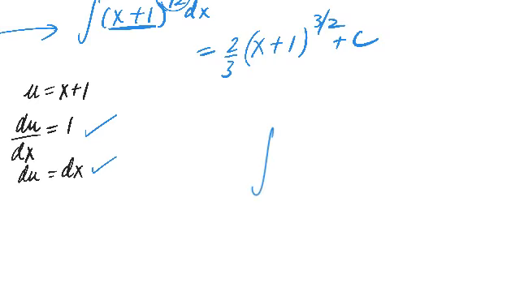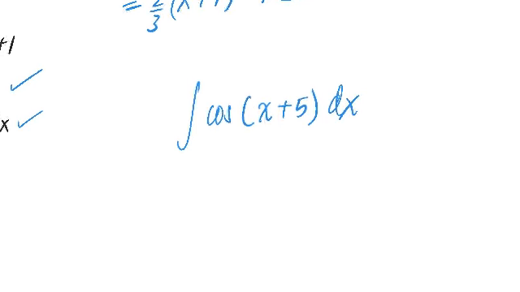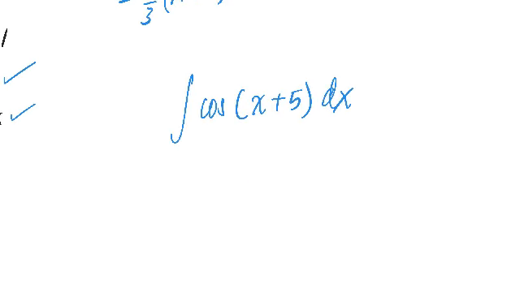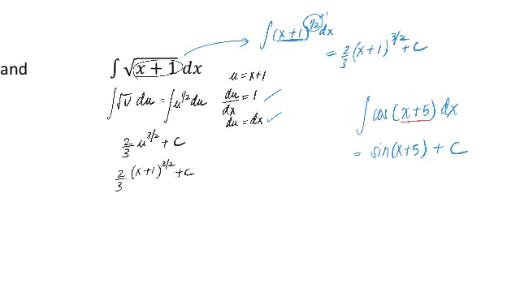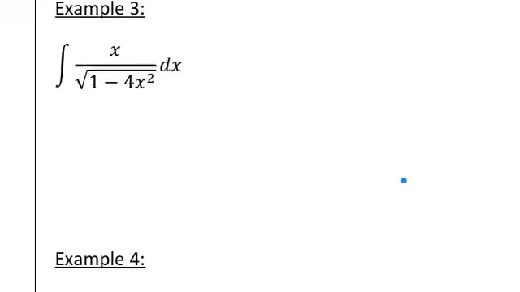You know, another example might be if it were cosine of x plus 5 dx. Then this one, again, I'm noticing an inside function with a slope of 1. So the antiderivative will just be sine of x plus 5 plus c. You can do the u substitution, but you'll save yourself some time if you recognize this trick. Okay, example 3 is here.